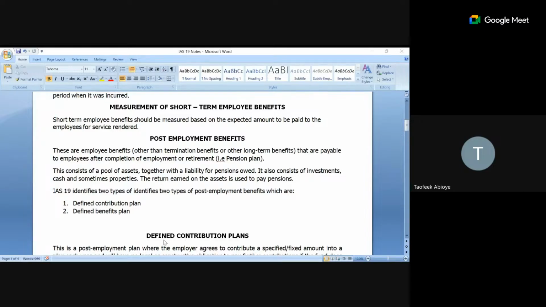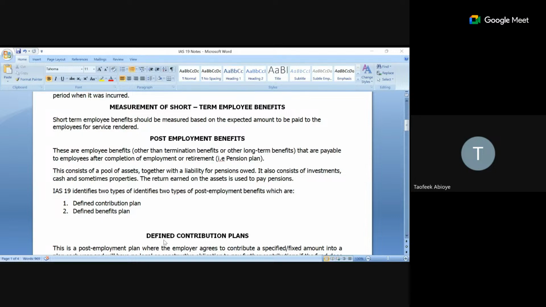Now, how does post-employment benefit work? If you look at this note, let me just read this note so I can break it down. They said this consists of a pool of assets together with a liability for pension owed. It consists of investment, cash, and sometimes properties. The return earned on the asset is used to pay pension. Now, we said someone is going to receive his or her benefits in the next 30 years. So currently, we have an obligation.